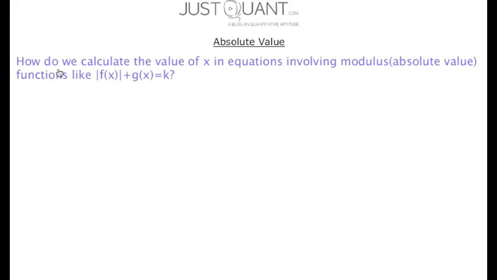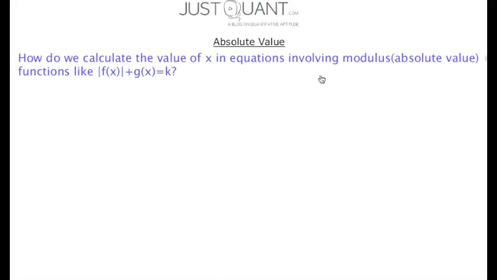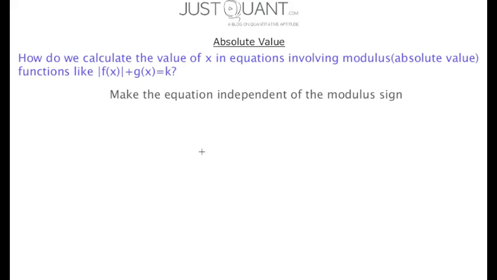In this video, we'll solve some problems based on absolute value. To start with, how do we calculate the value of x in equations involving modulus or absolute value functions like absolute value of f of x plus g of x equal to k? So when we have equations involving modulus functions, we can proceed by first making the equation independent of the modulus sign. How do we make an equation independent of the modulus sign?